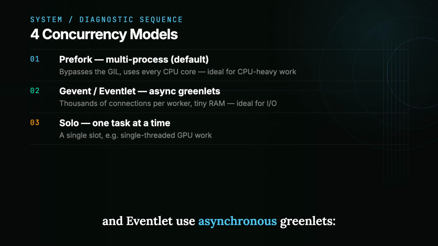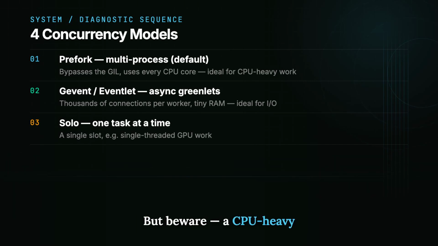Gevent and Eventlet use asynchronous greenlets. One worker can handle thousands of concurrent connections with very little RAM. Perfect for API calls and web crawling. But beware, a CPU-heavy task under Gevent blocks the entire worker. Solo runs one task at a time, useful for single-threaded GPU work.